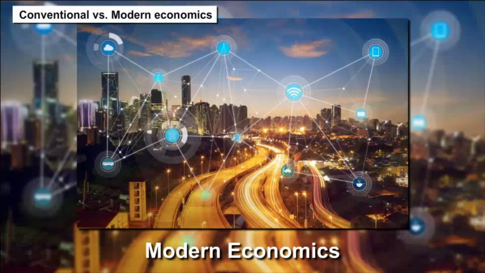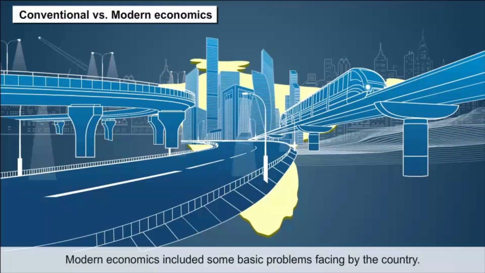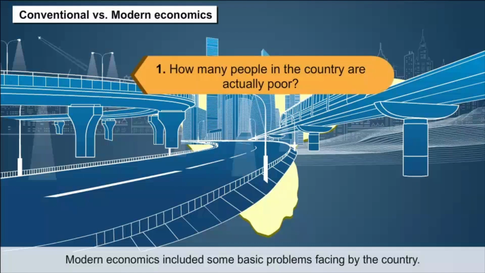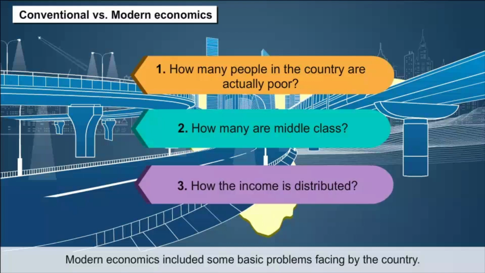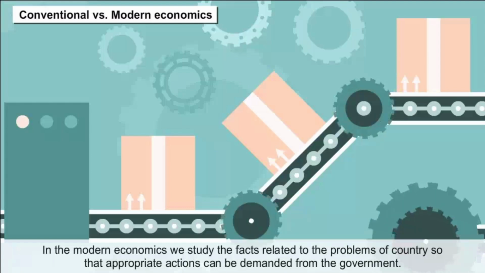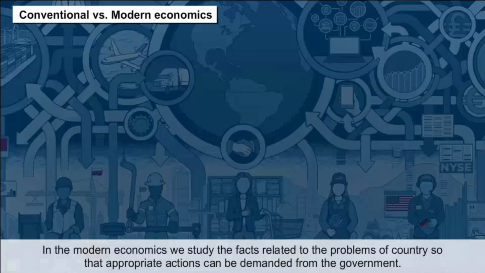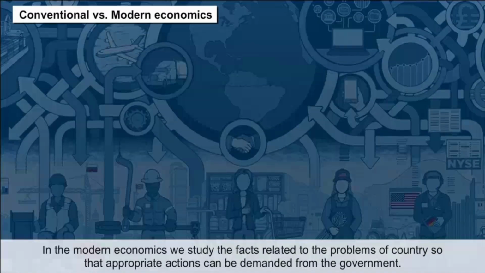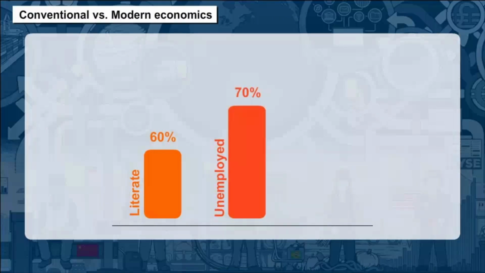Modern economics. Modern economics includes some basic problems faced by the country, like how many people in the country are actually poor, how many are middle class, and how the income is distributed. In modern economics, we study the facts related to the problems of the country so that appropriate actions can be demanded from the government, like how many people are literate, how many are unemployed, how many are highly educated.